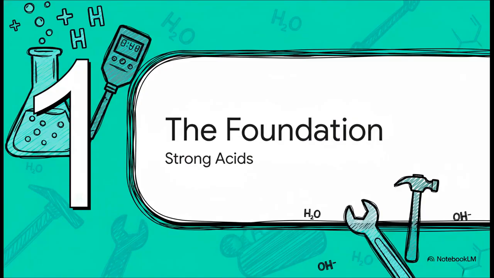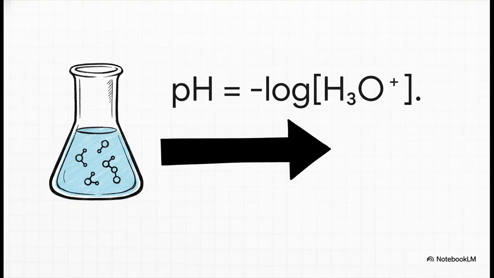Okay, first up, our foundational tool. This is for the most straightforward scenario there is, strong acids. Think of this as the trusty hammer in our toolkit. It's simple, essential, and you're going to use it all the time. And here it is, our first tool. The formula looks simple, and honestly it is. pH equals the negative log of the hydronium ion concentration. The reason this is so easy for strong acids is because they're strong. They completely fall apart in water, so the concentration of the acid is the concentration of the ions. It's a direct line to the answer.